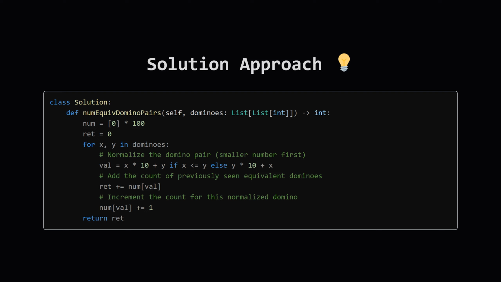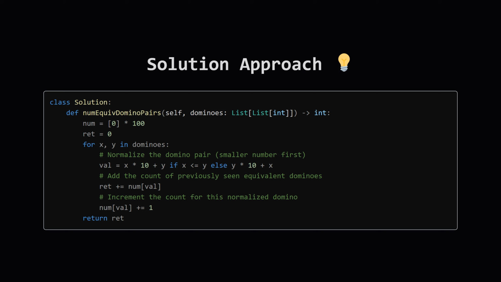This solution uses a frequency counting approach, with an array acting as a hash map. It normalizes each domino pair by always putting the smaller number first, creating a unique integer key, from 11 to 99. By iterating through the dominoes, it counts occurrences of each normalized pair. For each domino, it adds the current count of previously seen identical normalized dominoes to the result, ret plus equals numVal, effectively calculating the new pairs formed.